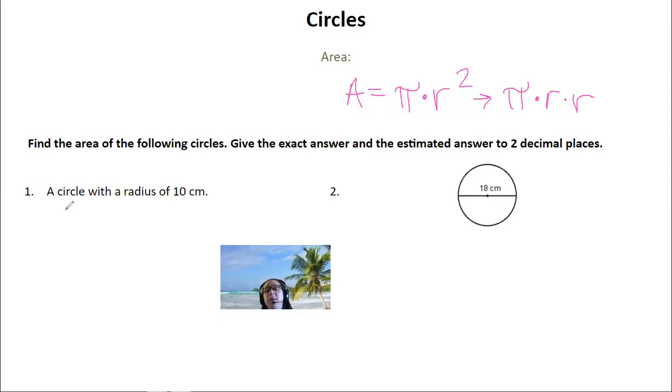So, okay, this one, we have a circle with a radius of 10 centimeters. So here's my formula, pi times radius squared. What's my exact answer for that one?